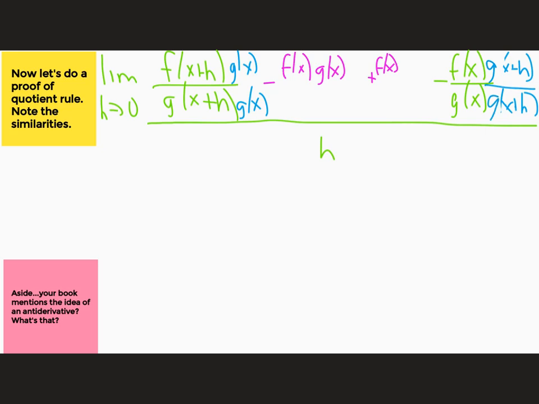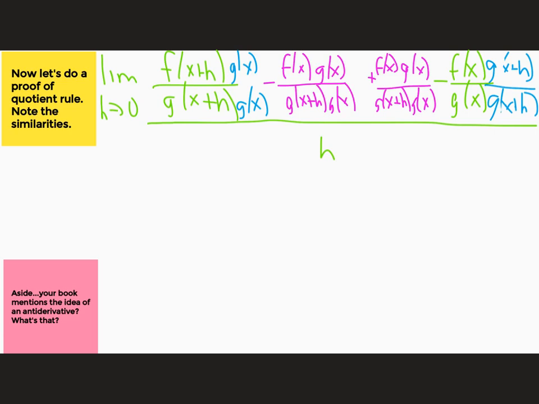I subtracted f of x, g of x, let's add f of x, g of x. So that's very similar, right? Very similar step to the last one. Let's get a common denominator again, g of x plus h, g of x, g of x plus h, g of x. Notice I didn't do anything. I subtracted and added the same thing, so I didn't change a thing.